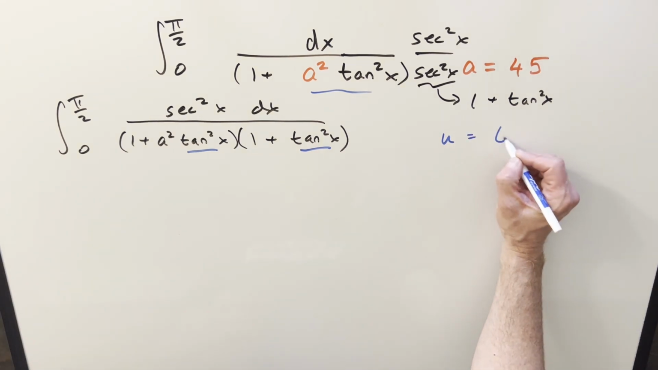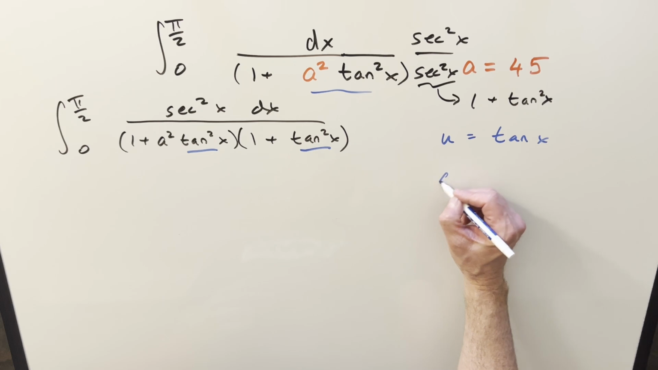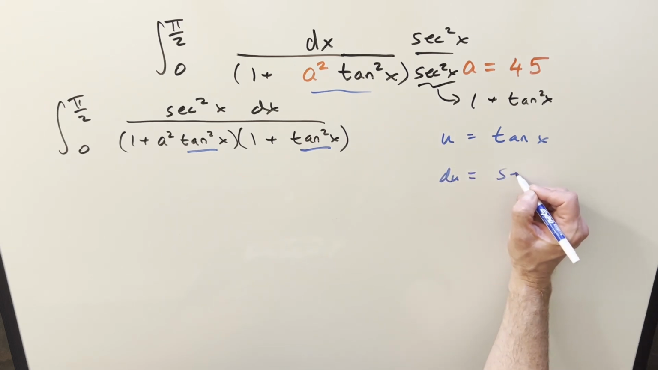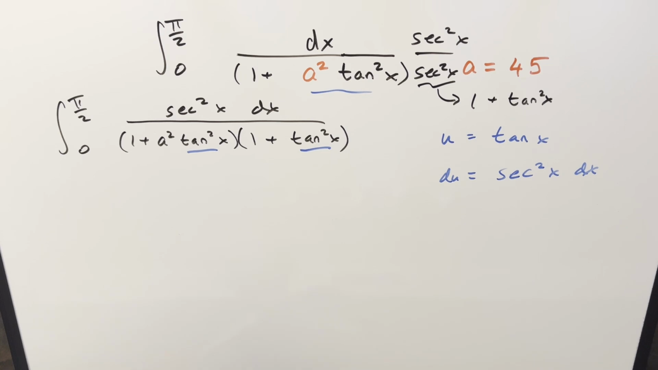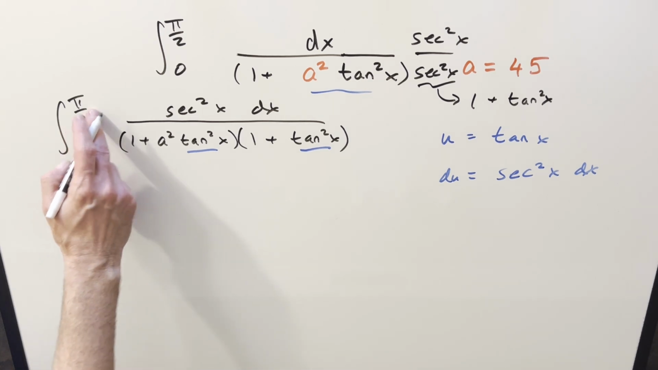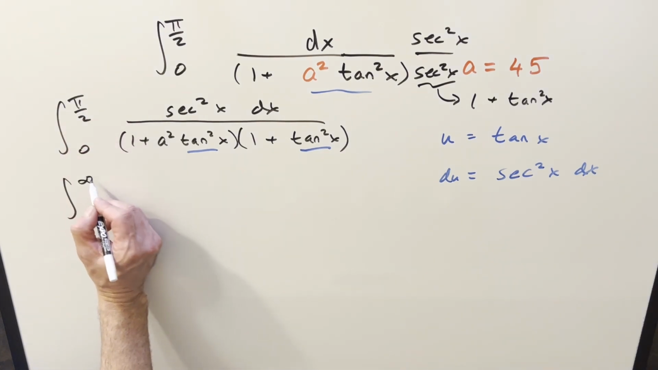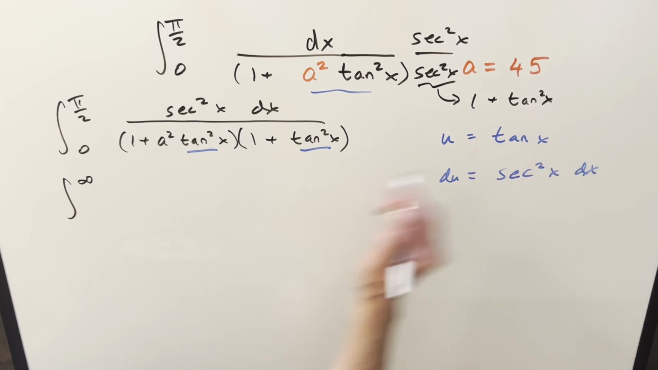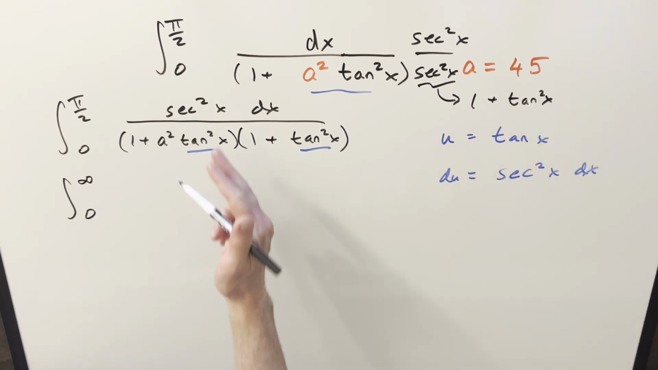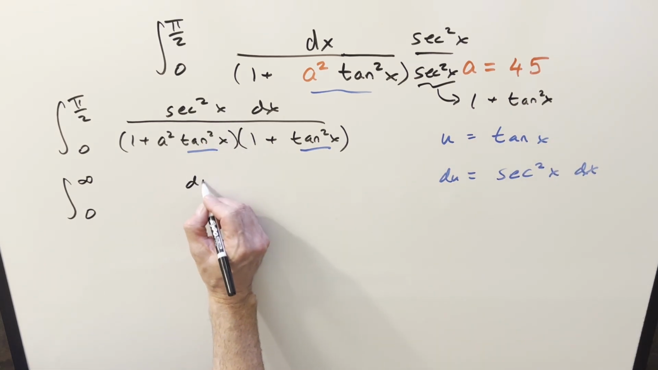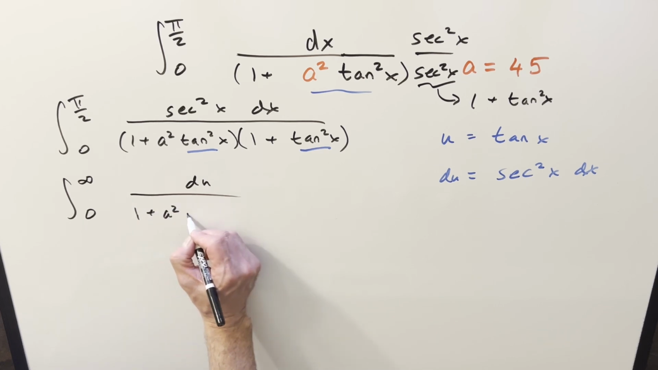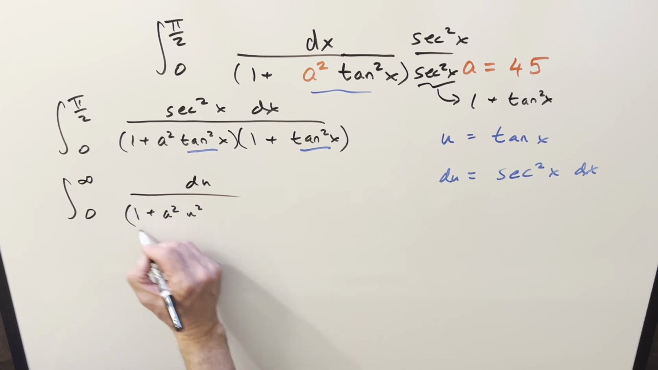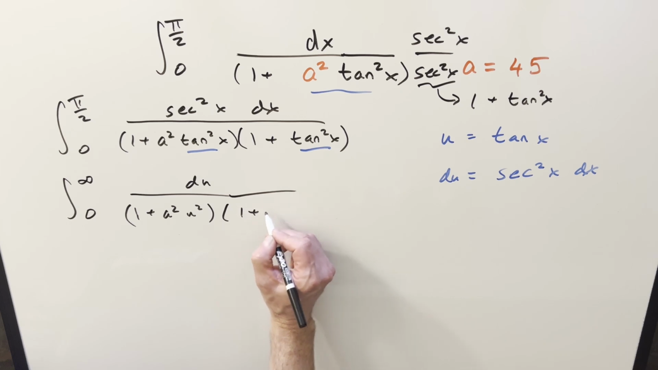So we'll do u equal to tan x. Then du is just secant squared x dx. We substitute, and when we update our bounds, tan at pi over 2 goes to infinity, and tan at 0 is just 0. The whole numerator is the du, so we end up with du over 1 plus a squared u squared times 1 plus u squared.